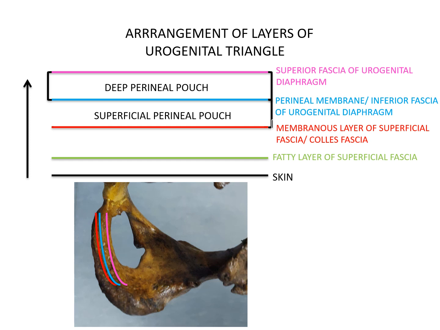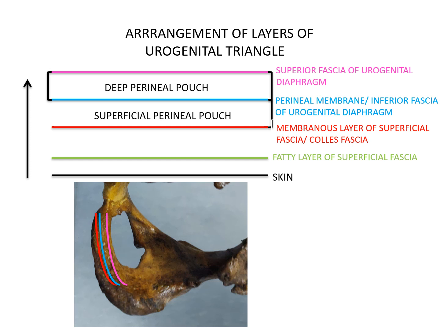Before seeing the anal triangle in detail, we will see the arrangement of the different layers of the urogenital triangle. This picture shows the diagrammatic representation of the different layers of the urogenital triangle. The urogenital triangle contains the following layers from below upwards, that means superficial to deep. The layers are skin, the fatty layer of the superficial fascia, the membranous layer of the superficial fascia, otherwise called Colles fascia, then the perineal membrane, and lastly the superior fascia of the urogenital diaphragm.